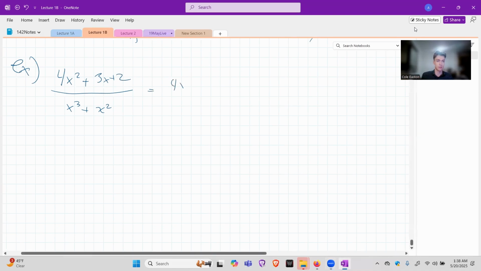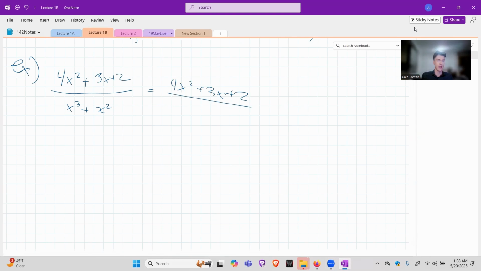So we're going to say that this is 4x squared plus 3x plus 2. Notice that I'm not factoring the numerator. We don't want to factor the numerator when we do partial fraction decomposition. So the denominator is x squared, and then I get an x plus 1 here, and that's certainly as far as I can go. So now how are we going to set this up?